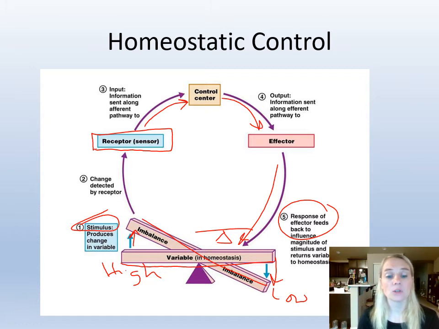All right, so the major components of homeostatic control are the receptor, which picks up the stimulus, the control center, which receives that information and processes it, and then sends a signal out to the effector, which will then begin changes to try to bring you back into homeostasis. So those are the three parts of homeostatic control: receptor, control center, effector.